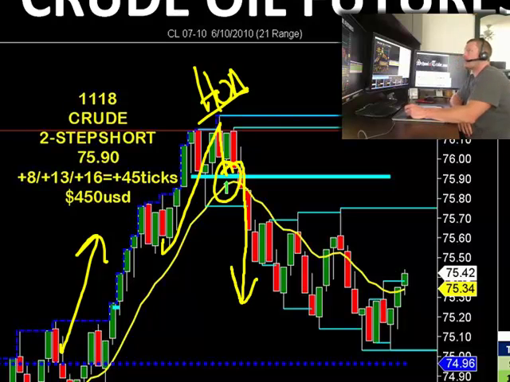Two-step short, 75.90 was the fill. We took this thing all the way down. We took trade here at +8, 2 off at 8, 1 off at 13, 1 off at 16. That's 45 ticks or 450 USD.